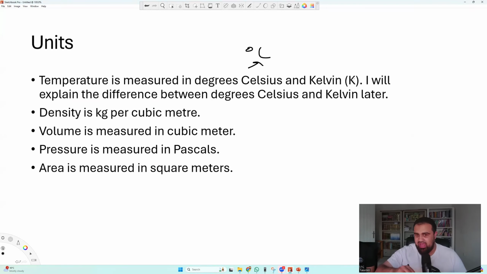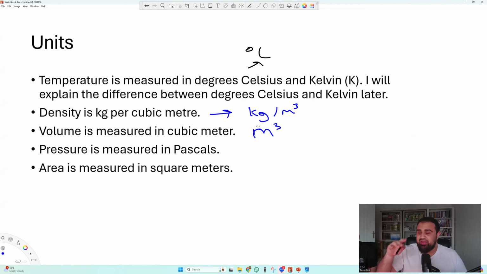Density, in fact, I really should do this in blue. Density is measured in kilograms per meters cubed. Okay? So let me just do that because that looks horrible. So kilograms per meters cubed. Volume is measured in meters cubed. Do you know why that's different? Because remember when we learned volume back in maths, we always did it in centimeters cubed, and sometimes the dimensions will be given in meters cubed.